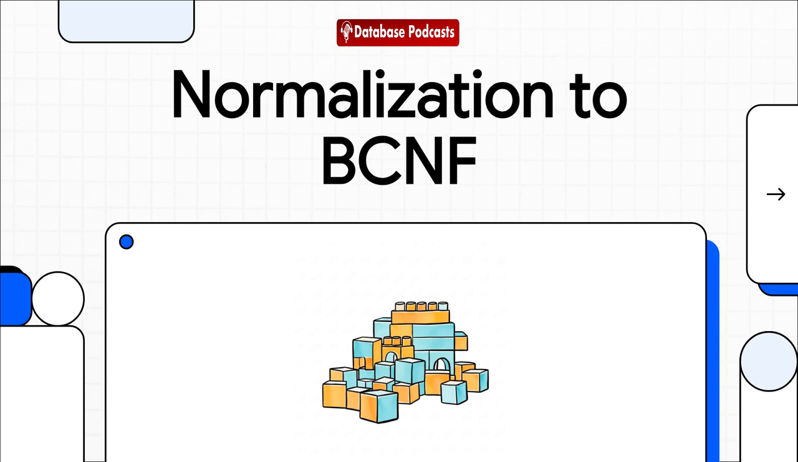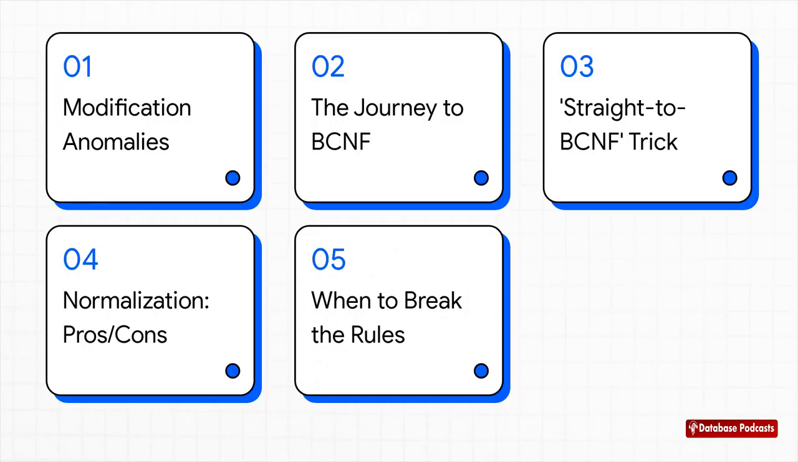Let's get into it. So what's on the menu for today? First, we're going to diagnose the disease, these sneaky little problems called modification anomalies. Then we'll walk through the treatment, the step-by-step journey to what's really the gold standard, Boyce-Codd normal form. We'll even check out a pro shortcut, weigh the real-world pros and cons, and, this is a big one, find out why sometimes the smartest move is to actually break the rules.